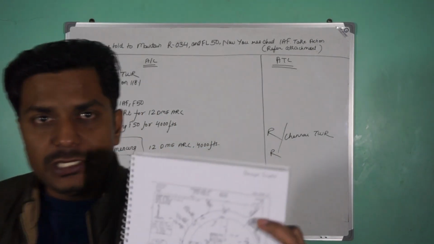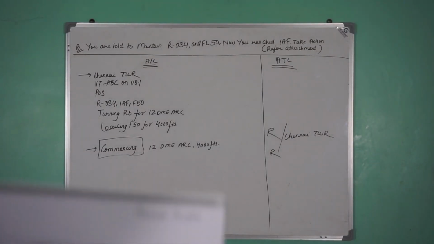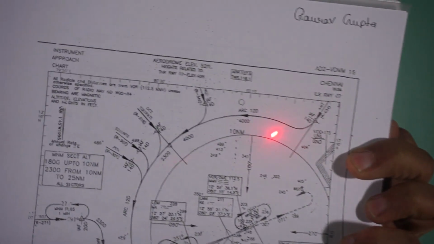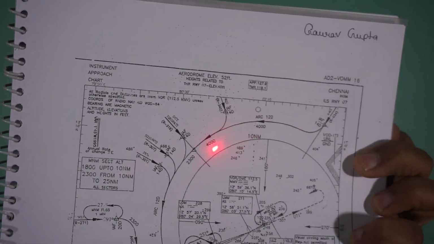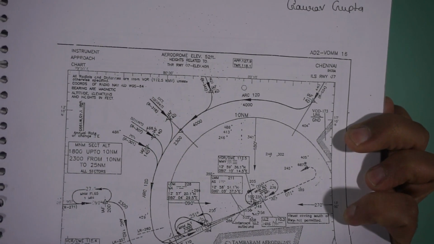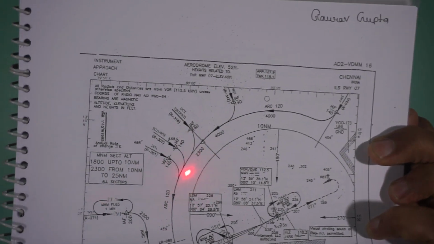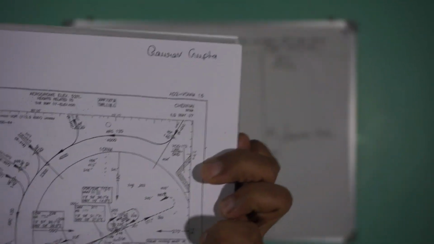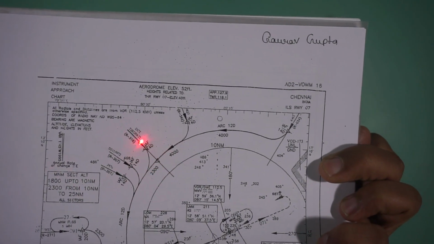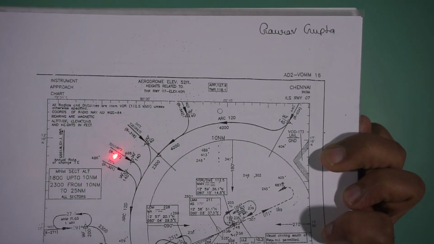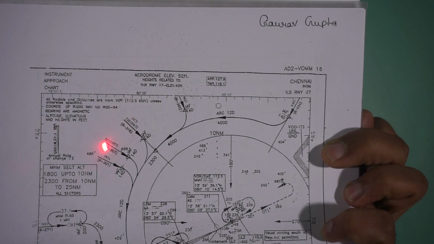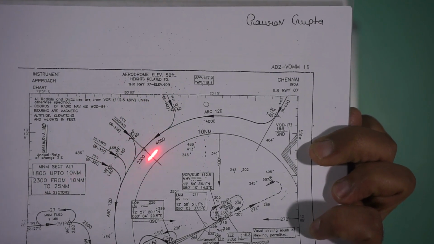So I have reached this point. You can see here I have reached this point. I am maintaining this radial, and now you can see here again the level is changing from 4000 to 3000. So again I have to mention that I have to change my level. You can see here this is the line. At this line, what is the radial? It is radial 318. So I will mention this radial 318. At radial 318 I will change this.